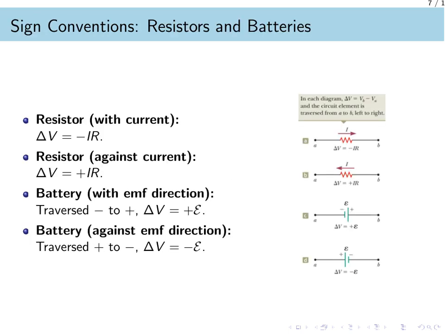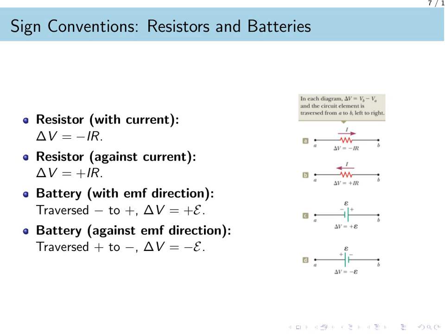To apply the loop rule, we must be very careful with signs. When traversing a resistor in the direction of the current, the potential decreases, so the change in voltage is negative I times R. If you move against the current, the potential increases, giving a positive I times R.